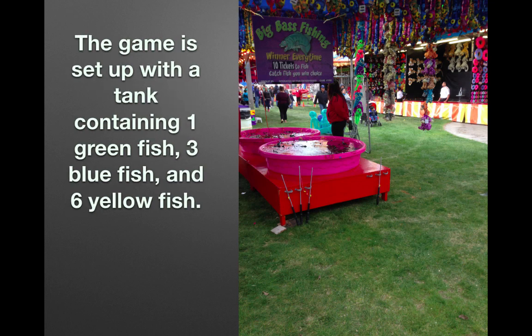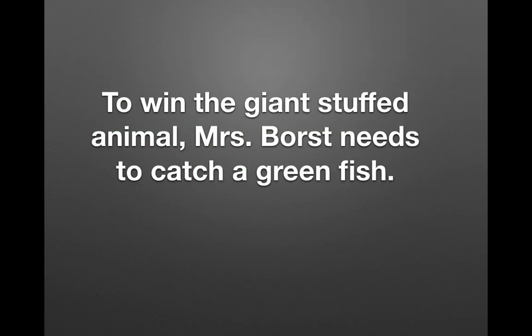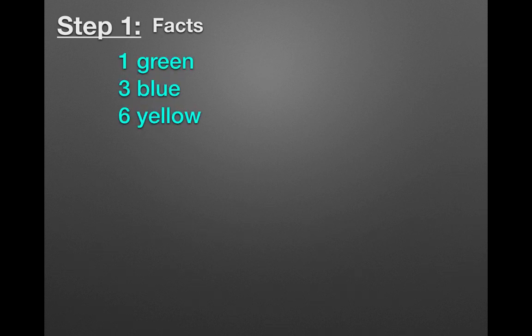Now the game is set up with a tank containing 1 green fish, 3 blue fish, and 6 yellow fish. To win the giant stuffed animal, Mrs. Borst needs to catch a green fish. What is her chance? Here's our first step. Step 1, we need to write out the facts of the story, because that was a lot of information that we just kind of breezed through. So here are the facts. There's 1 green, 3 blue, and 6 yellow. We should definitely write that down.